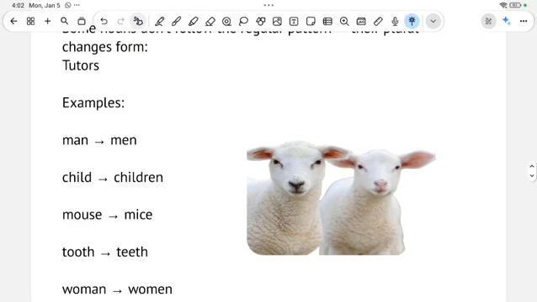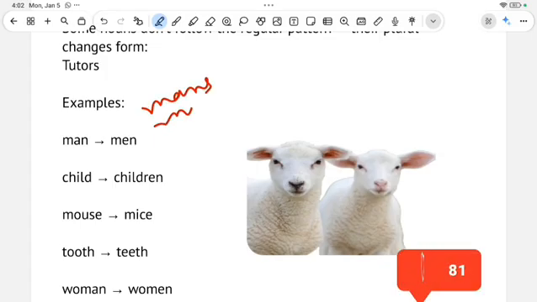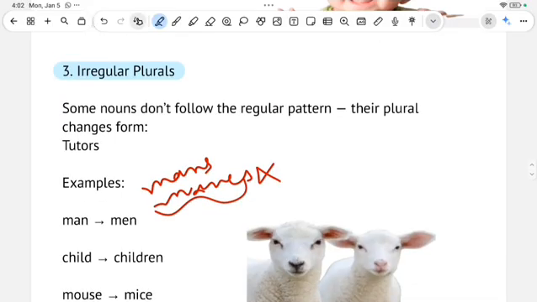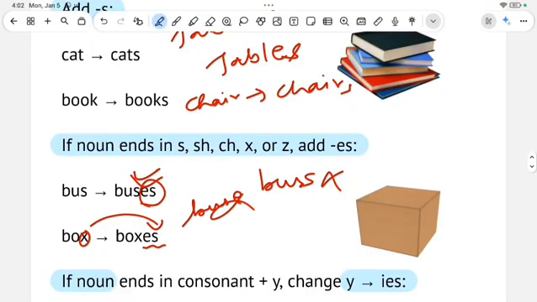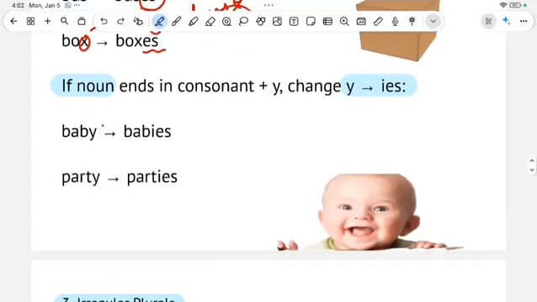Much better. Okay, here you can see man will not become like man's, or there is, it will not happen, right? Because we have understood that there are some rules. If it ends with a certain letter, then we have to write es, otherwise we don't have to.